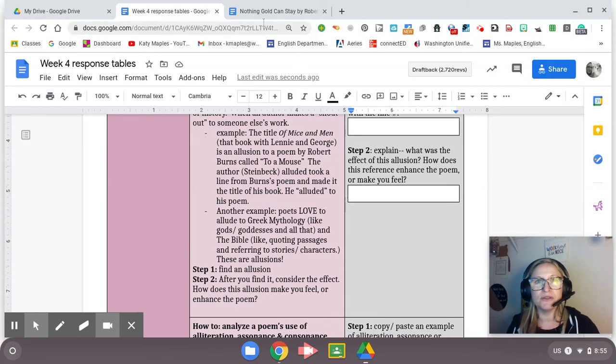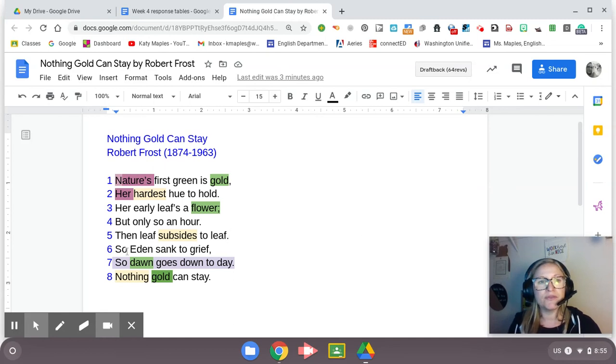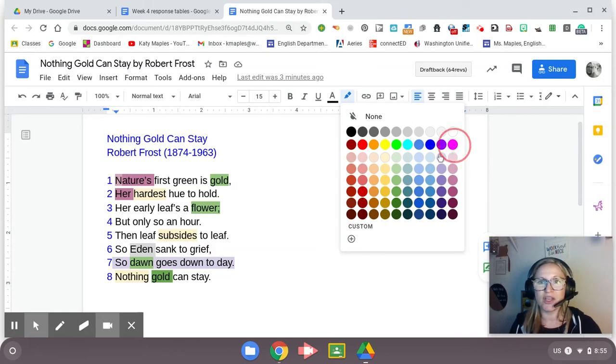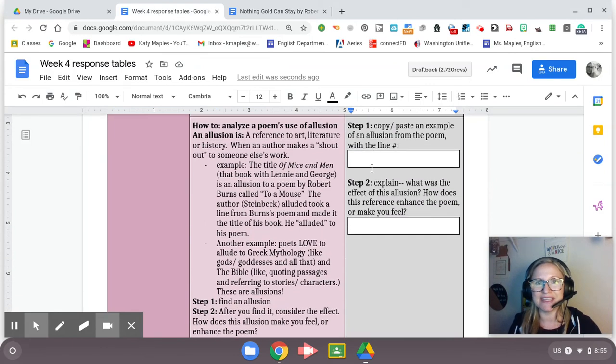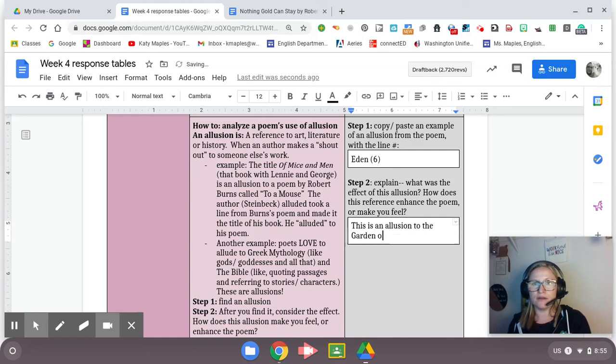So let's go see if we can find an allusion. If you aren't familiar with the Bible, you might have read Eden and been like, what the heck is he talking about? Eden, what, right? Eden is a biblical allusion. You have to know about the Bible to get that allusion. That was on line 6. So this is an allusion to the Garden of Eden, where it was beautiful and perfect.